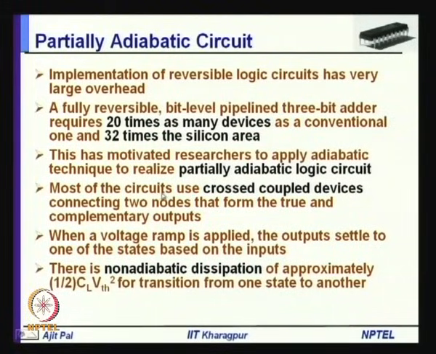So, you will see that most of the partially adiabatic circuits use cross coupled devices, that means flip flop like cross coupled devices connecting two nodes that form the true and complementary outputs. When a voltage ramp is applied, the outputs settle to one of the states based on the inputs. That means, in this case we do not really use transmission gates, rather we use traditional NMOS and PMOS transistors. However, there is a non-adiabatic dissipation of approximately half CL VTH square for transition from one state to another. I shall explain that as I discuss a particular type of circuit.